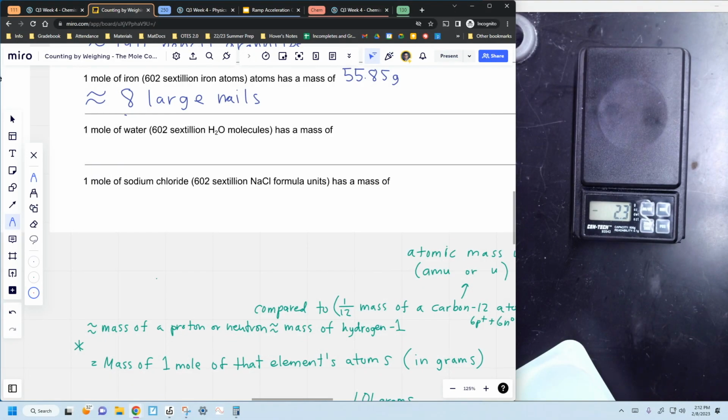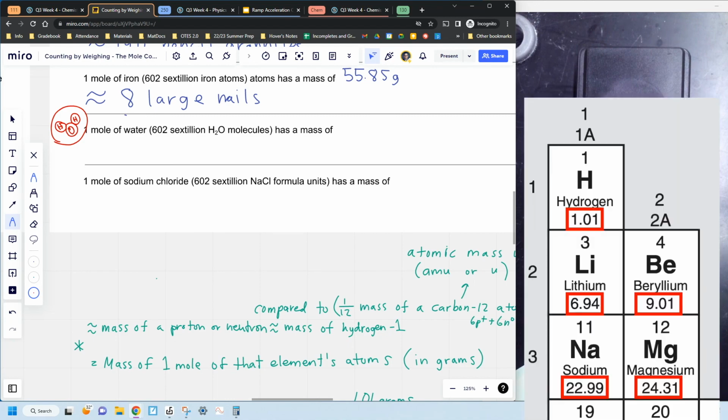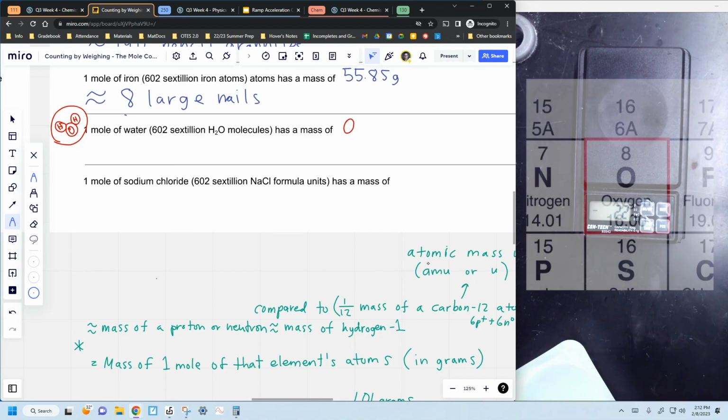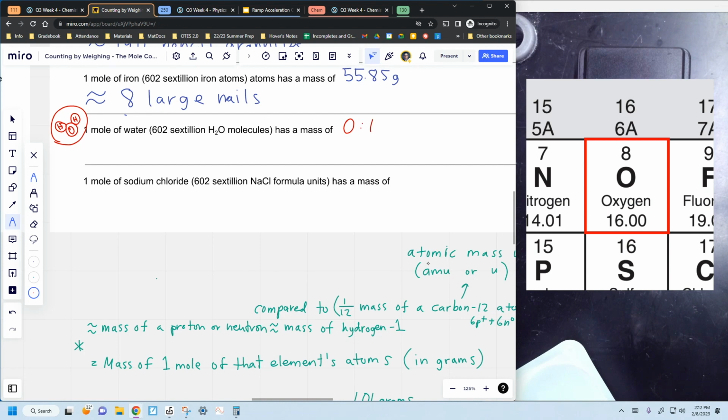What if I wanted to measure out a mole of water? Well, think about what water is made of. Water is made up of H2O molecules. So each H2O molecule has 2 hydrogen atoms and 1 oxygen atom. Let's go to the periodic table. We know that hydrogen has a molar mass of 1.01. Oxygen has a molar mass of 16.00.